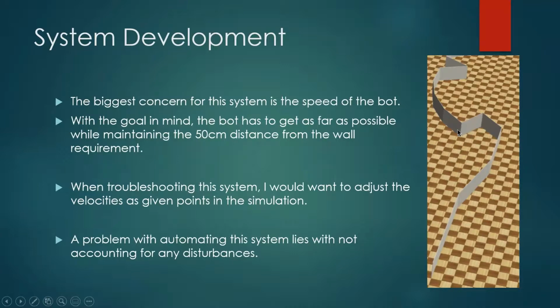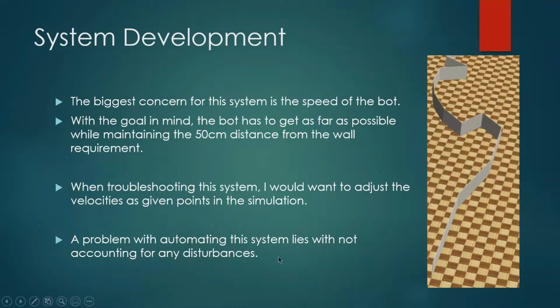Because you want to always maintain that 50 centimeters away from the wall at all times, because that's the goal of the simulation. You can't go from this corner and drive straight across. That would have ruined the performance. It would not be following the goal.